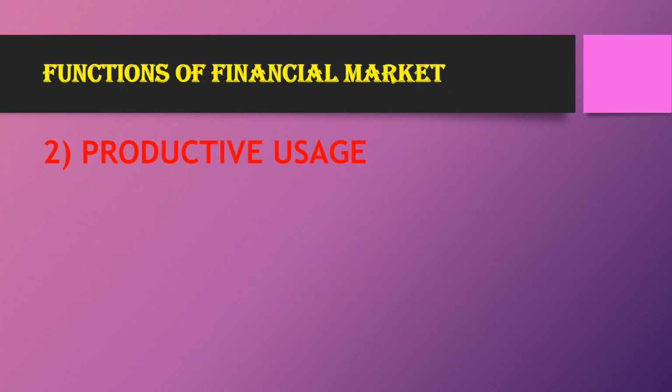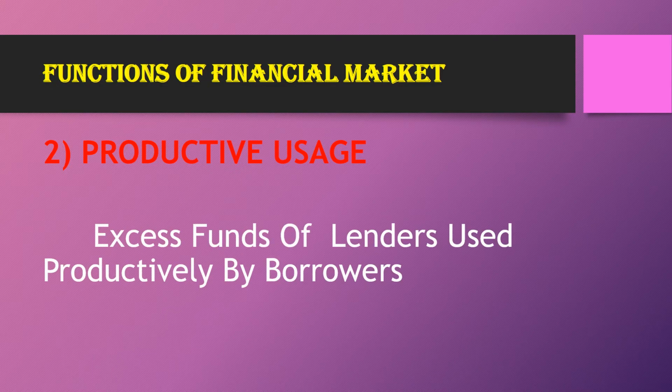Productive usage. Productive usage means wherein the excess funds of the users are used productively by the borrowers. And so when the borrowers use it productively to manufacture goods and increase the sales of the organization, ultimately the lenders are able to gain more profit. The profit given to the lenders in the form of dividend, or interest, becomes an income for the lenders. So the borrowers use these funds productively and thus are able to fulfill the requirements of the lenders.